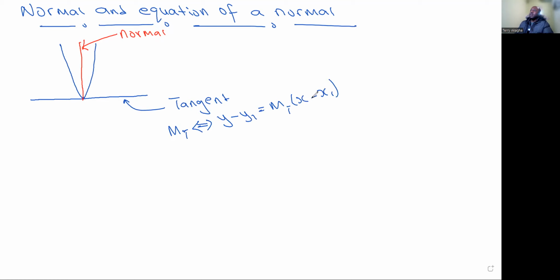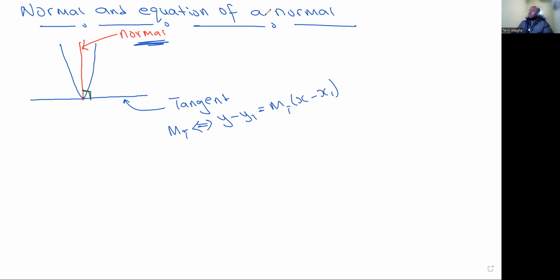Now I want to find the equation of a normal this time. Before I go on, let me just write it down for those that are writing notes. Basically, a normal is a line that is at right angle to the tangent. If you look at this, it is at right angle to the tangent, and it's crossing the same point on the curve.